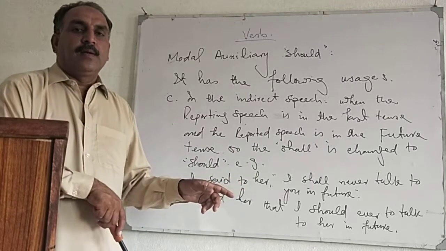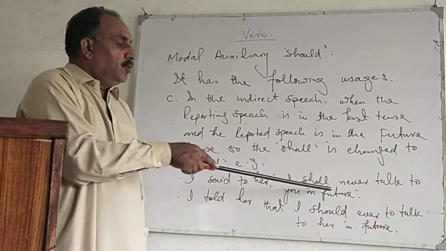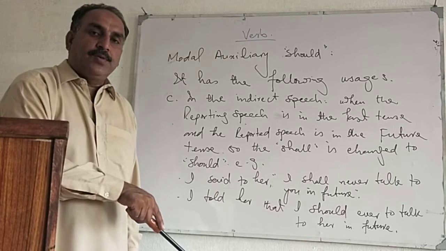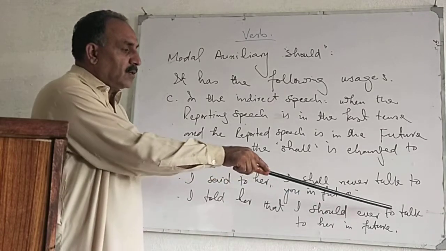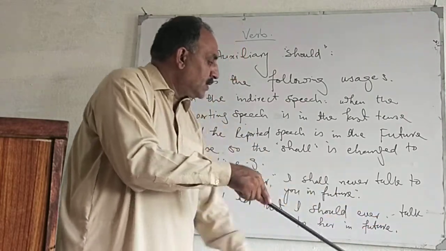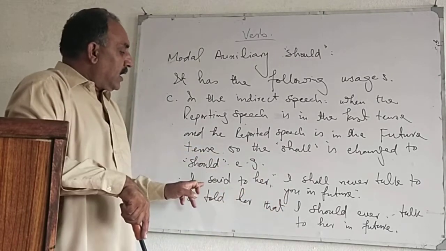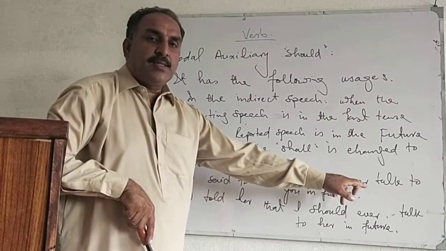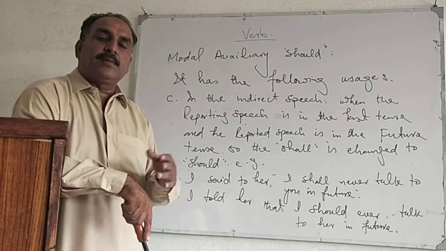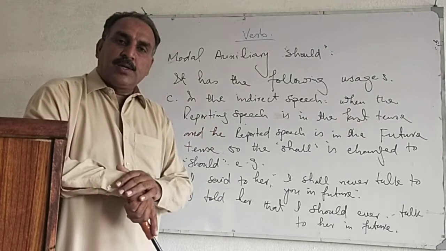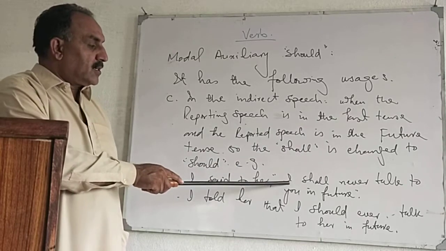So in that case, here we have an example. I said to her, I shall never talk to you in future. I told her that I should never talk to her in future. Here you see shall is changed into should, because I said to her is in the past tense, this is in the future tense, so shall will change into should. Never changes into ever. These are some conditions for changing direct speech into indirect.